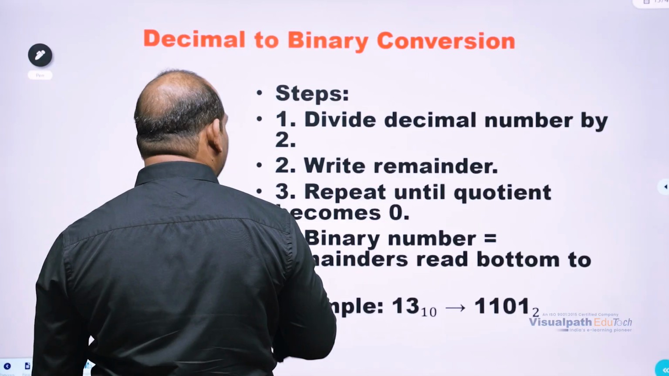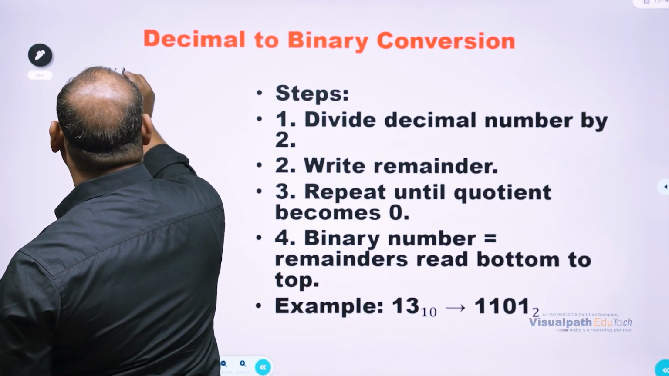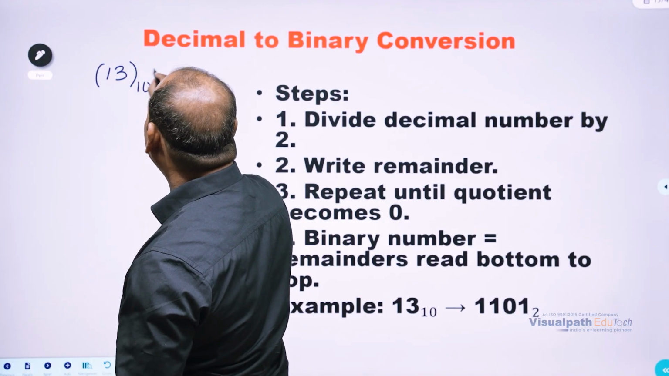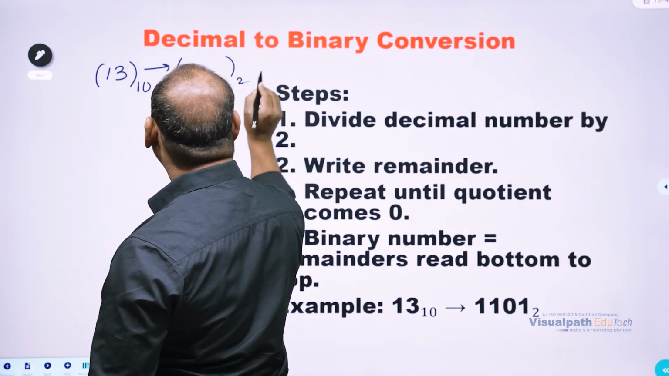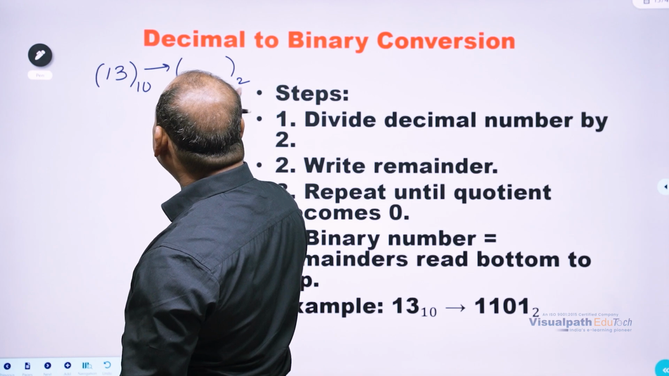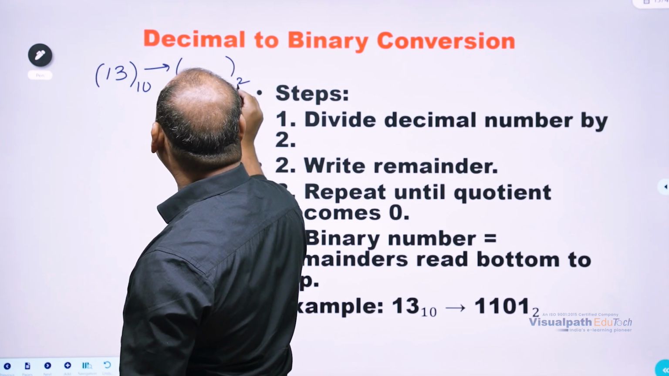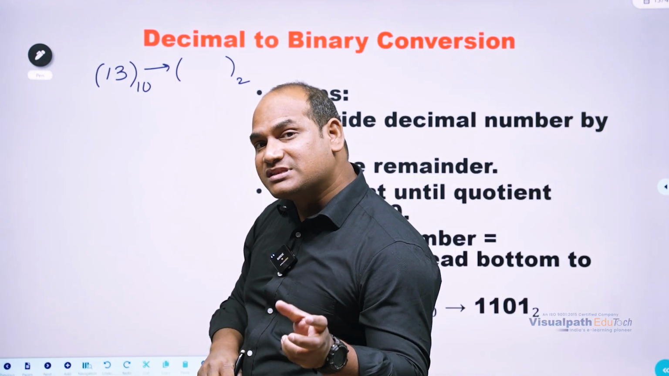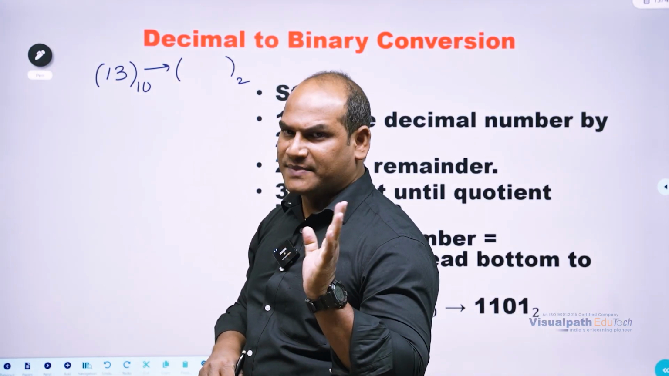Here they have taken 13. The same thing we will take here, 13. 13 is available in the decimal number system. Now, I need to convert this into the binary number system. What is the base or radix for the binary number system? It is 2. Base or radix represents how many different symbols we are using in the corresponding number system.